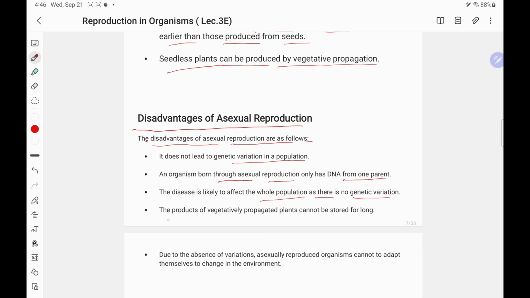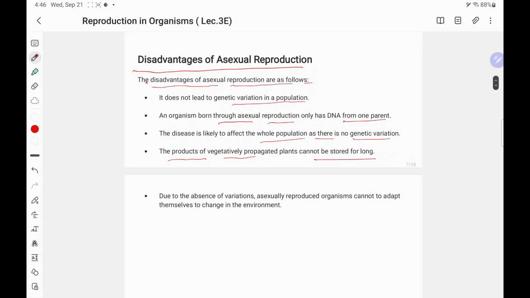The produce of vegetatively propagated plants cannot be stored for long. And due to the absence of variation, asexually reproduced organisms cannot adapt themselves to changes in the environment. These are the disadvantages of asexual reproduction.